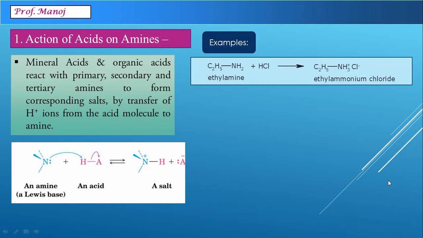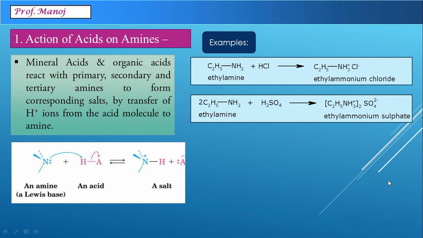Let us see examples of this. Suppose we take a compound ethylamine and treat it with HCl. Hydrogen of HCl transfers to nitrogen and forms C2H5NH3+ Cl-. If you take an example of a different acid here, say sulfuric acid, now understand the difference in the reaction.